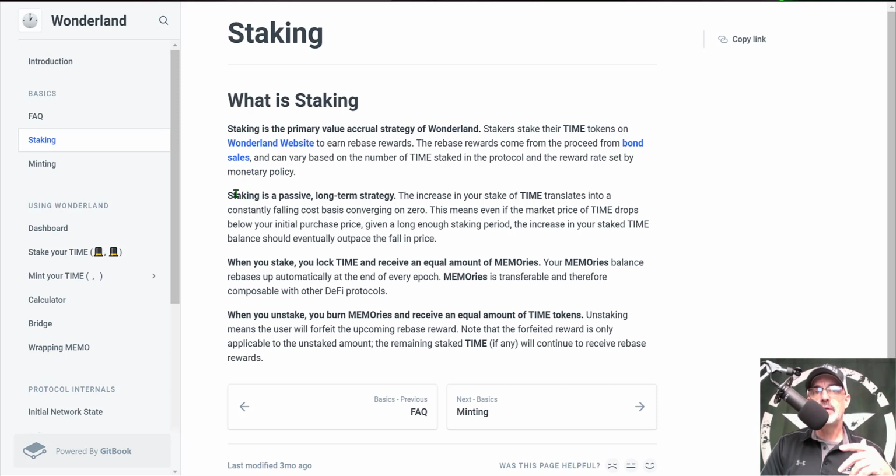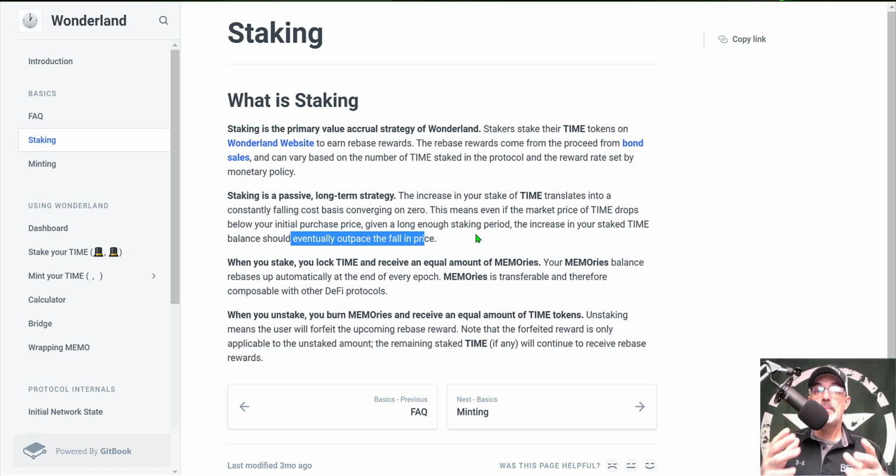Now, this is somewhat important. Staking is a passive yet long-term strategy. Really, for staking to work, you need a little longer term strategy to ride out some of that volatility in price. And how you basically accomplish that is the increase in your stake of time translates into a constantly falling cost basis converging on zero. And what that basically means is even if the market price of time drops below your initial purchase price, given a long enough staking period, the increase in your stake time balance should eventually outpace the fall in price.